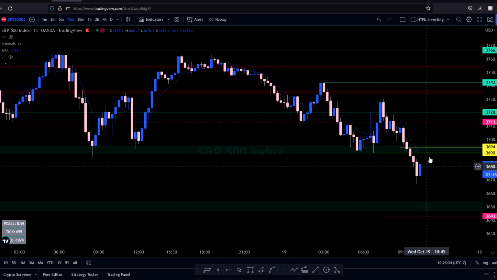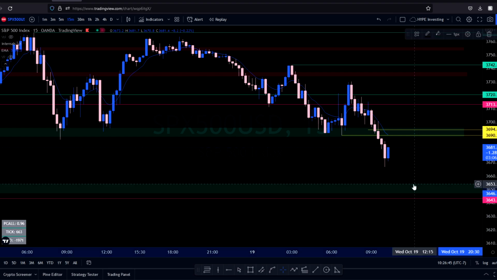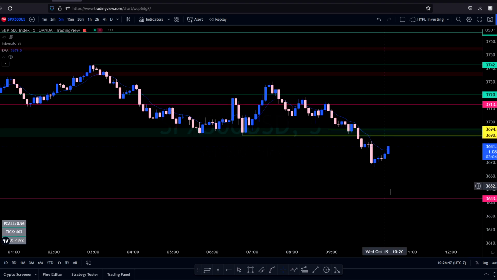Right now it looks like we might backtest this zone and then come further down and eventually test this zone down here. I do think that's going to hit. So it might be time to reload some puts. We're going to have to see how it reacts up there. But for now, it looks like we're going to bounce a little bit there.